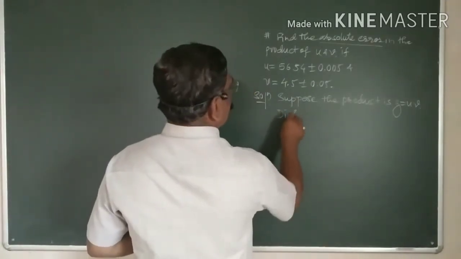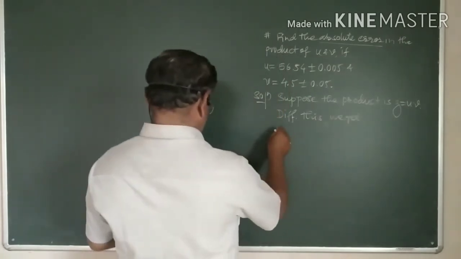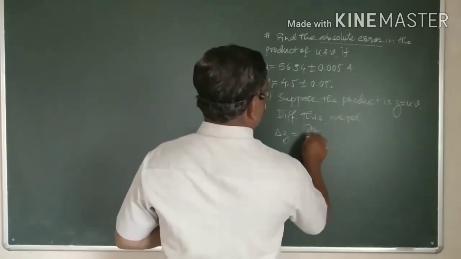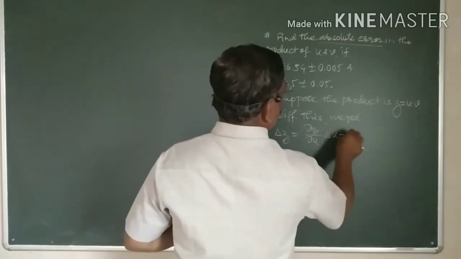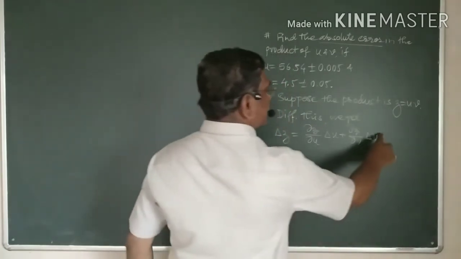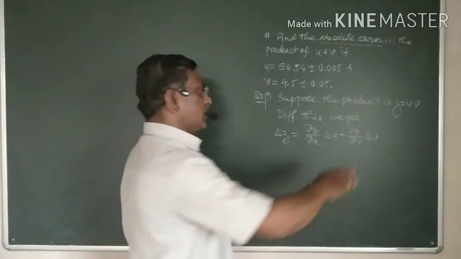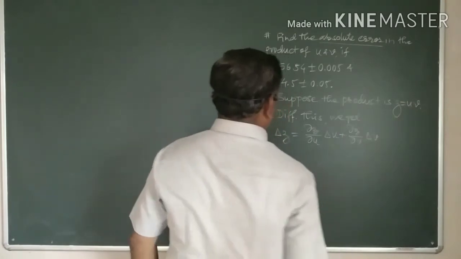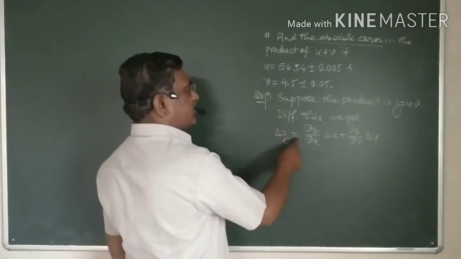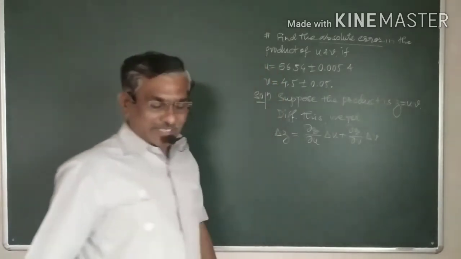Differentiating this, we will get del Z is equal to del Z by del U into del U plus del Z by del V into del V. Why? Because Z is a function of two variables U and V. Hence del Z is equal to del Z by del U del U plus del Z by del V into del V.